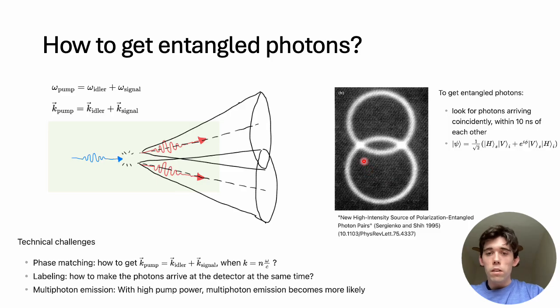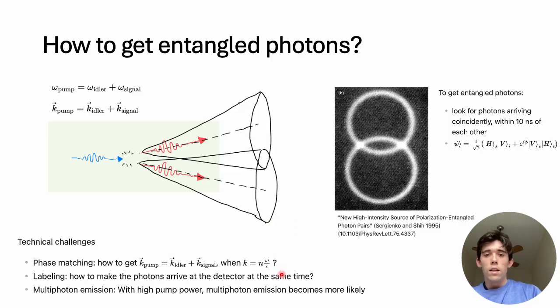Another thing is that we will typically do a coincidence measurement. So we're looking for photons to arrive at the detector at the same time in order to get the entangled state. And so if there's any unwanted delay between this photon and that photon, we might not be able to see them at the same time. So we'll have to get some sort of compensating optics.